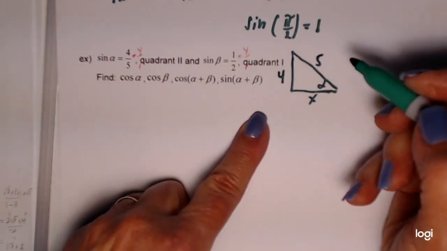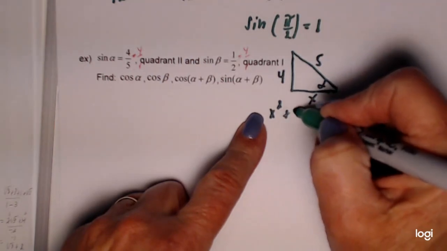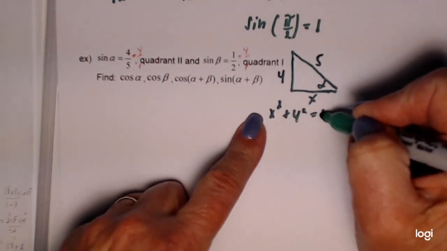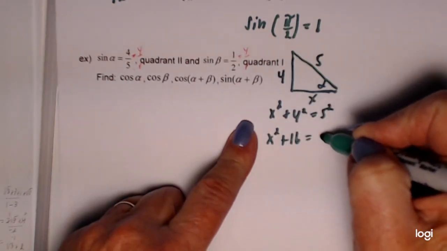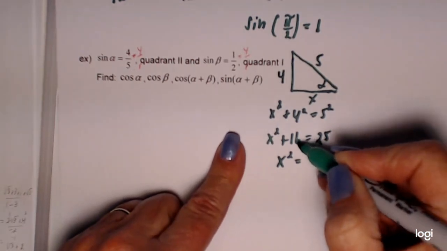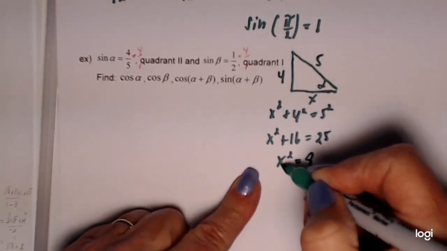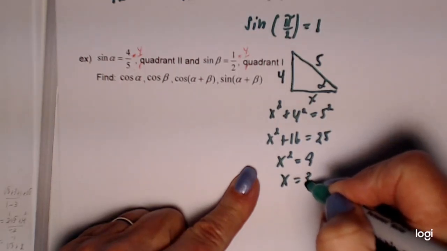To use the Pythagorean theorem to help us solve, we have x squared plus 4 squared is equal to 5 squared. X squared plus 16 is equal to 25. X squared, 25 minus 16 is 9. Take the square root of both sides. X is equal to 3.